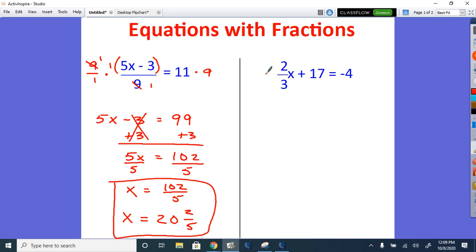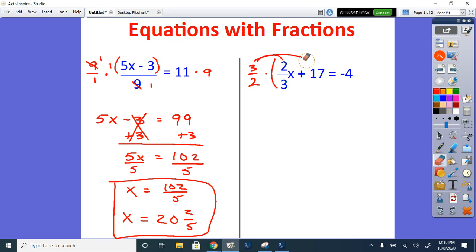I could actually multiply both sides by the reciprocal here of 2/3, which is 3/2. But the problem with that, the reason why I wouldn't go that direction, is because technically I would have to distribute that to the 17. And the 17 is not divisible by 2. Not to say that we couldn't do it, but it's probably not the path of least resistance here.